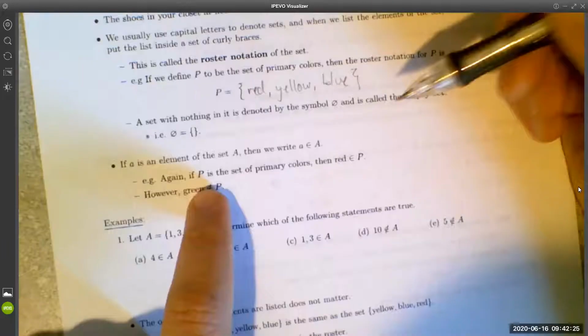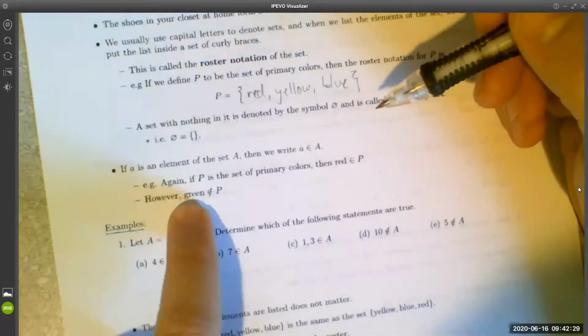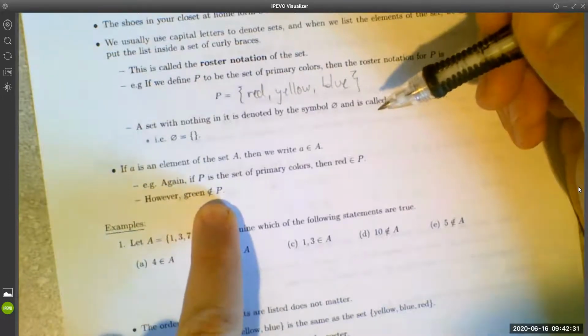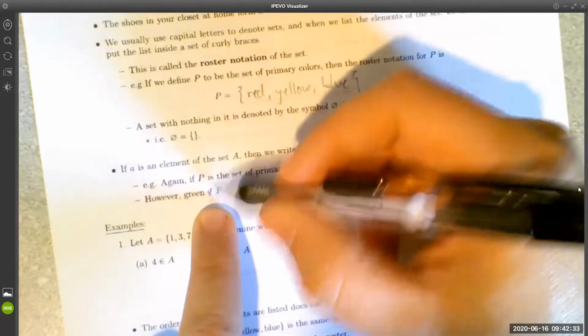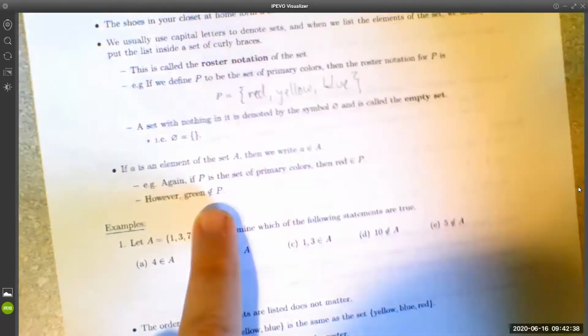All right, so again, if P is the set of primary colors, then red is in P, but green is not in P. And that's how we would say that, right? So we put a little slash through it. If this is not an element of that set, then we put a little slash through the element symbol.